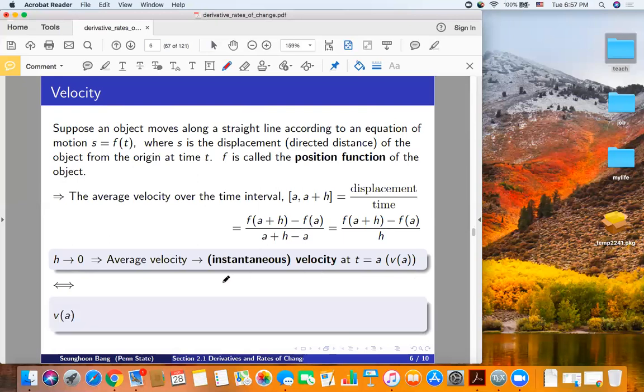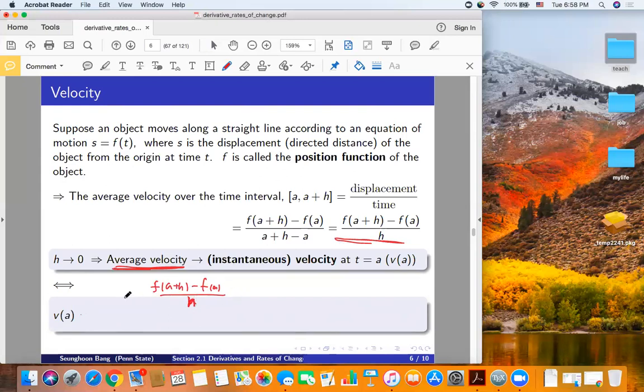So this one is, what's VA here? VA is like this, because what's a VA? The average velocity is here. So I can write here, f of a plus h minus f of a over h. Sorry, it's h.